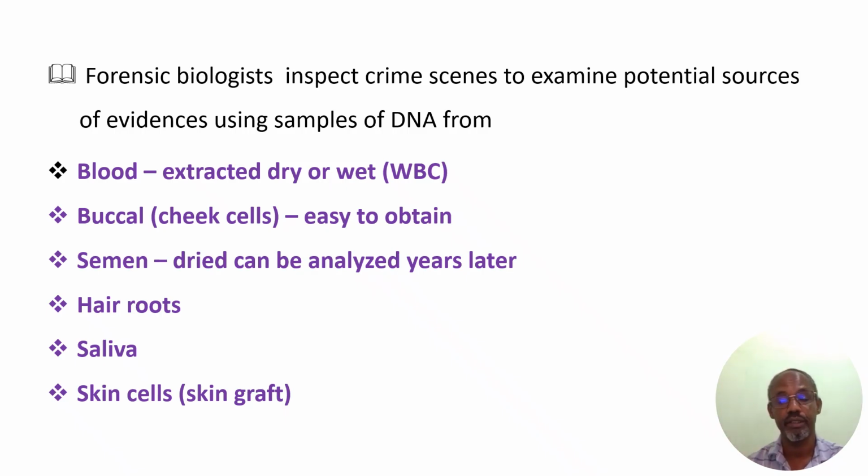I will come to the steps of how genetic fingerprinting is made. Therefore, forensic biologists inspect crime scenes to examine potential sources of evidence using samples of DNA from all of this: blood, buccal samples, cheek cells, semen, hair roots, saliva, skin cells, skin grafts. All of this can be a source of cells from which DNA is extracted.